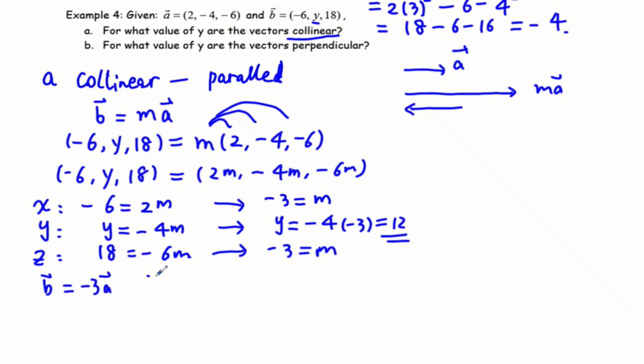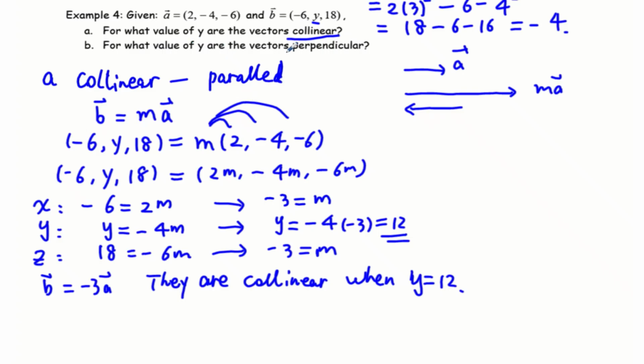They are parallel, and we call it collinear when y equals 12. Okay, so this is what collinear means.